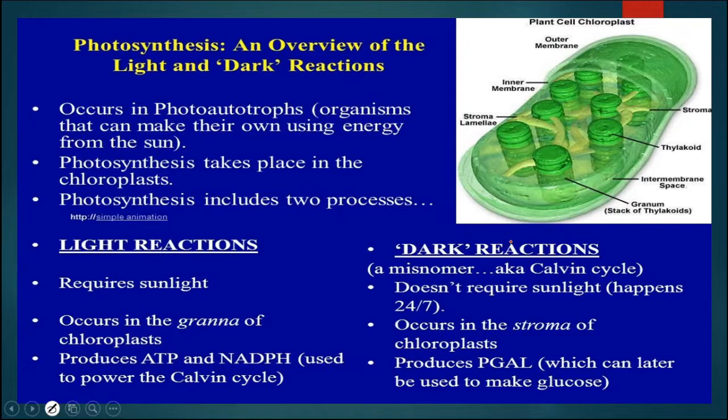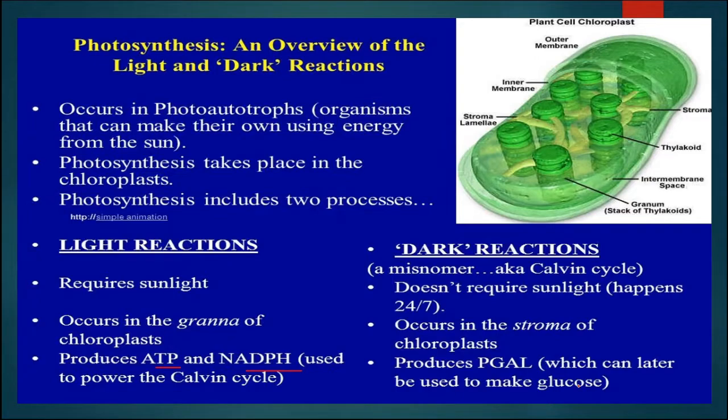Now, the dark reaction occurs without sunlight, and the site for this is the stroma, which is present inside the chloroplast. The products of the light reaction, that is ATP and NADPH, are used in the stroma for the dark reaction. This dark reaction occurs in a cyclic form, and it was first discovered and explained by Melvin Calvin. That is why it is also known as the Calvin cycle. In this, PGAL is produced, which later is converted into glucose or the sugar molecule.